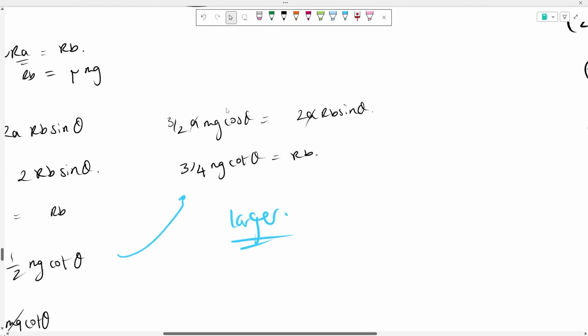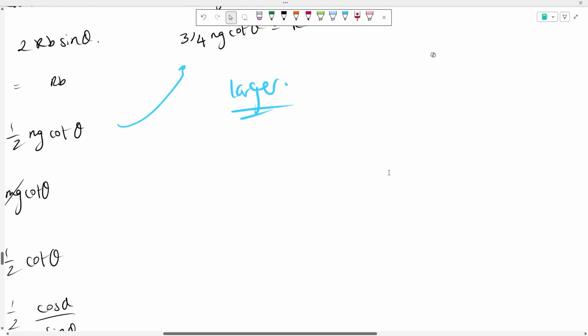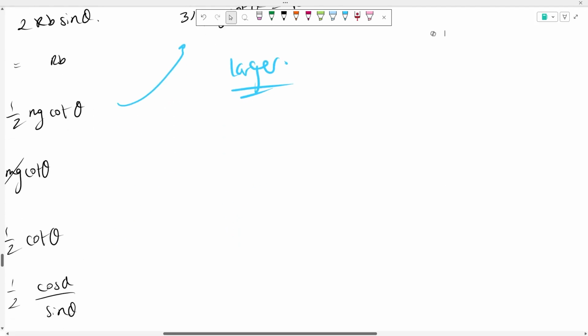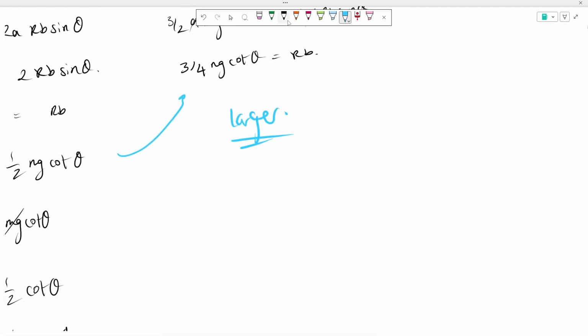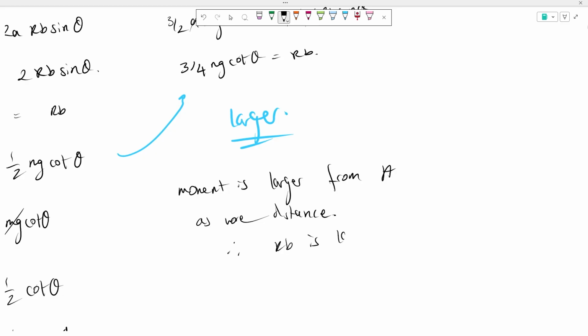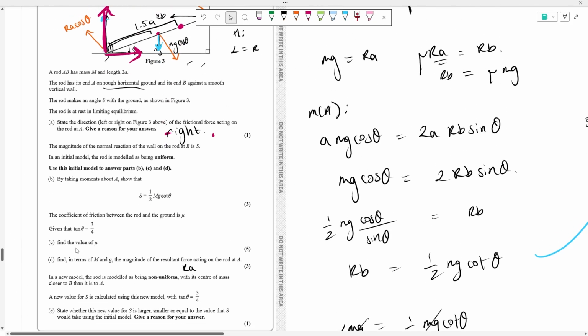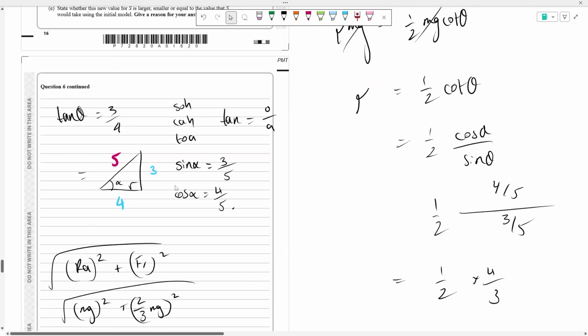And you even doing this calculation is completely valid actually as well. But again, you should probably put a statement. Moment is larger from A as more distance. Therefore, RB is larger. Or S is larger. Okay, doesn't really matter, it's just a variable. Cool. 4 marks on that. Beautiful question. Really, really nice.